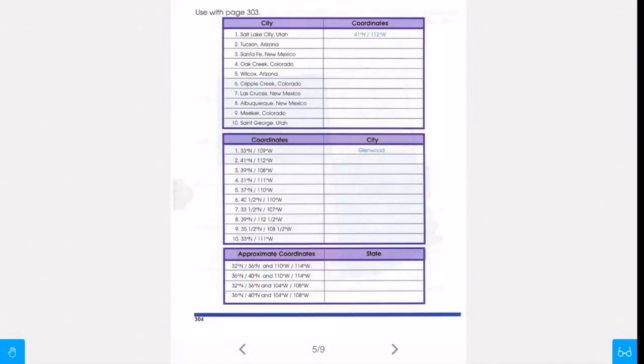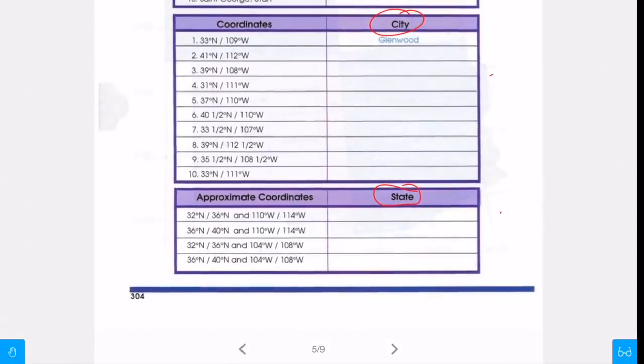This is a little bit of a weird page because it has 3 different sections. It has a section where you are going to be writing coordinates, writing cities, and writing states. To me, it would be easier to do states, then cities, then coordinates, but it goes the opposite way. But we are going to practice actually backwards, starting with the states.